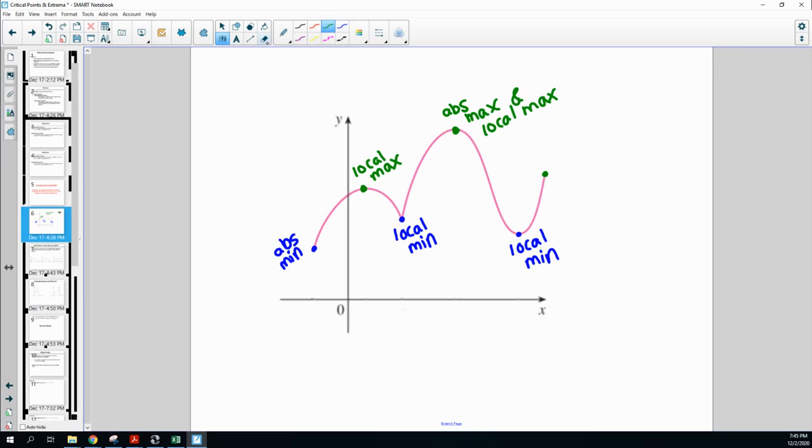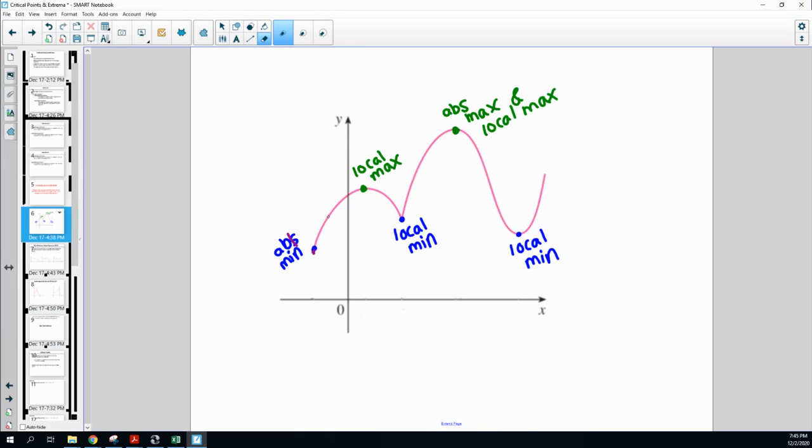Now, the endpoints are tricky, and that was my warning on the previous slide. So I can see that this absolute minimum that I have here, this endpoint, is an absolute minimum, right? Is the lowest point on my graph. I don't know what's happening after this point. Like my graph kind of stops here, but does my graph continue to go down from here? Does my graph bounce back and come back up, right? I don't know what's happening to the left of this point. So I can't check for local extrema because I don't know what's happening after it.